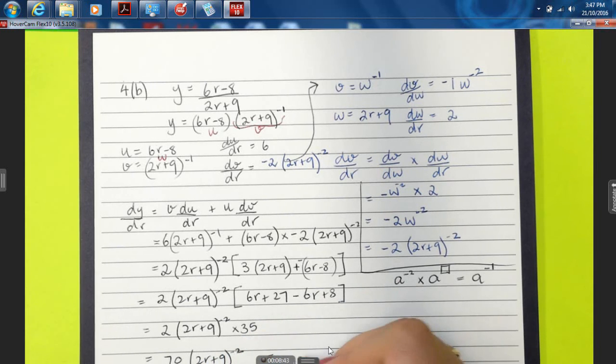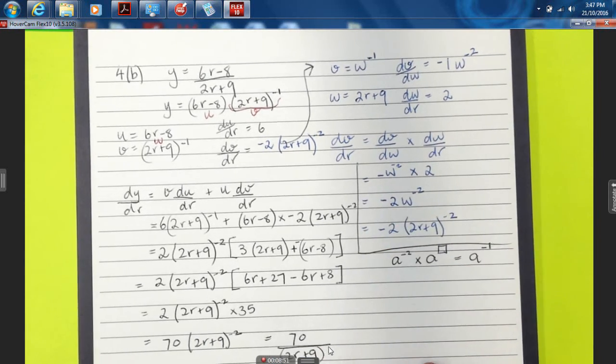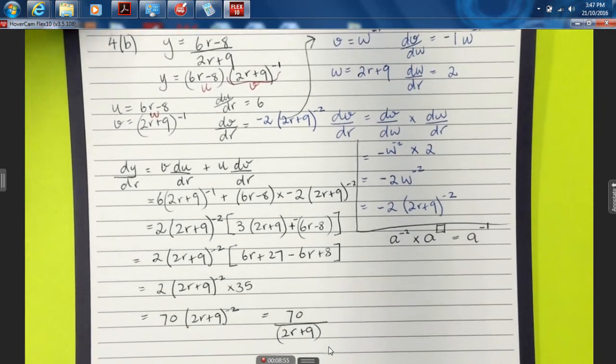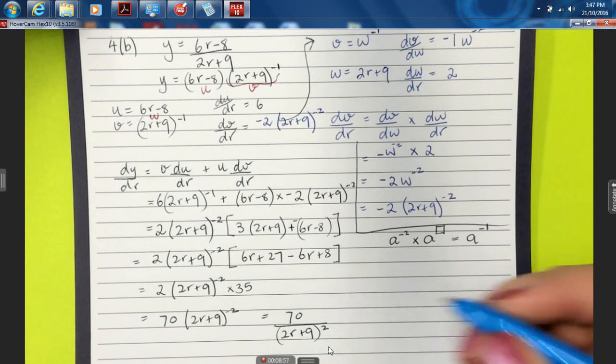And lastly, let's put it back with positive indices. So put that (2r + 9). Oh dear, I didn't realise what's going off the screen. (2r + 9) to the 2.